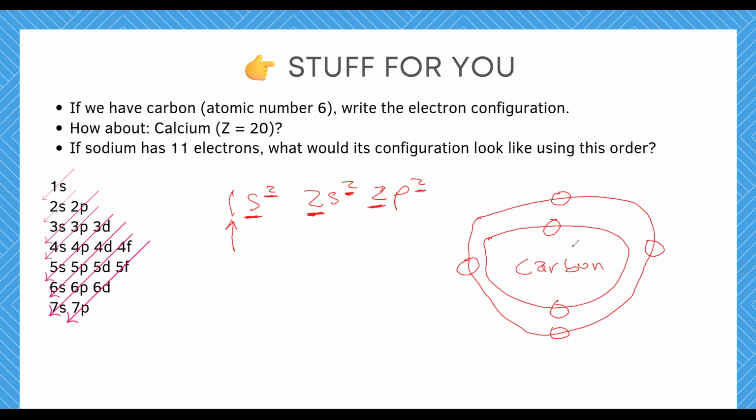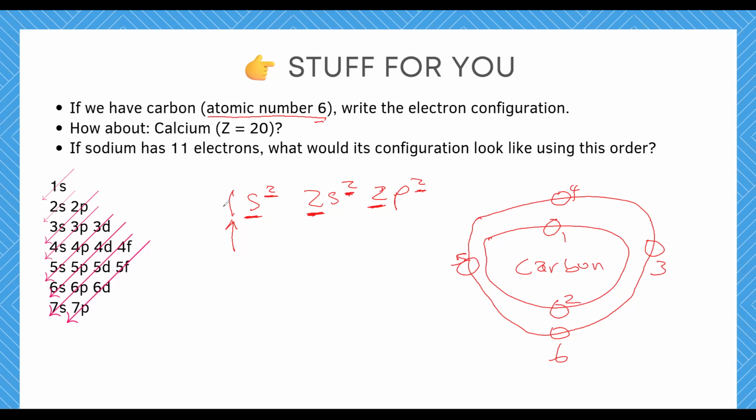So now let's count. What is the total number of electrons that I have? 1, 2, 3, 4, 5, 6. What is the total number of electrons that I have? 6. Is it the same as the atomic number here, which is 6? Yes. So you can see that I am very correct. Is that correct? Yes, sir.